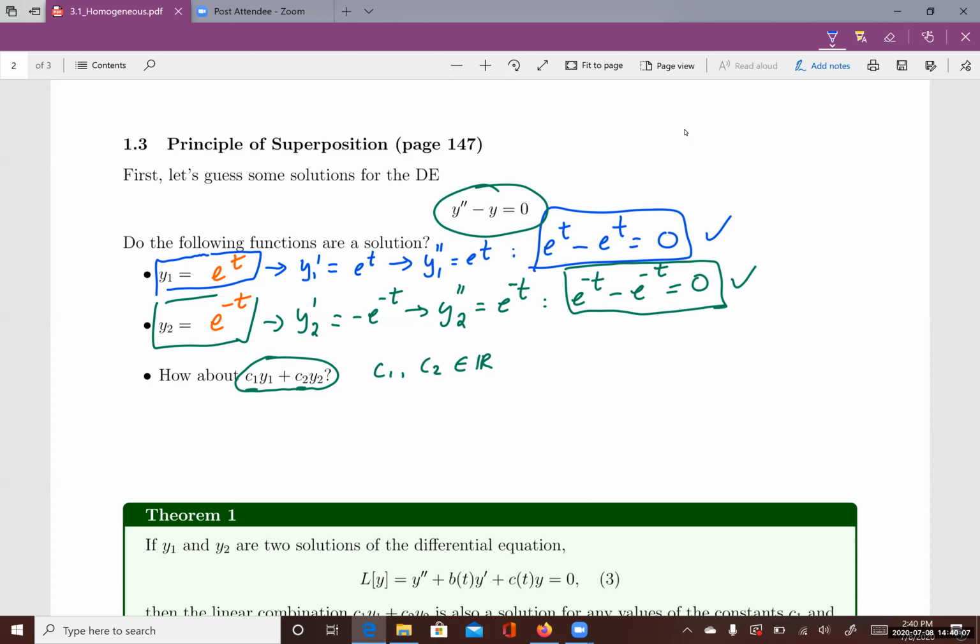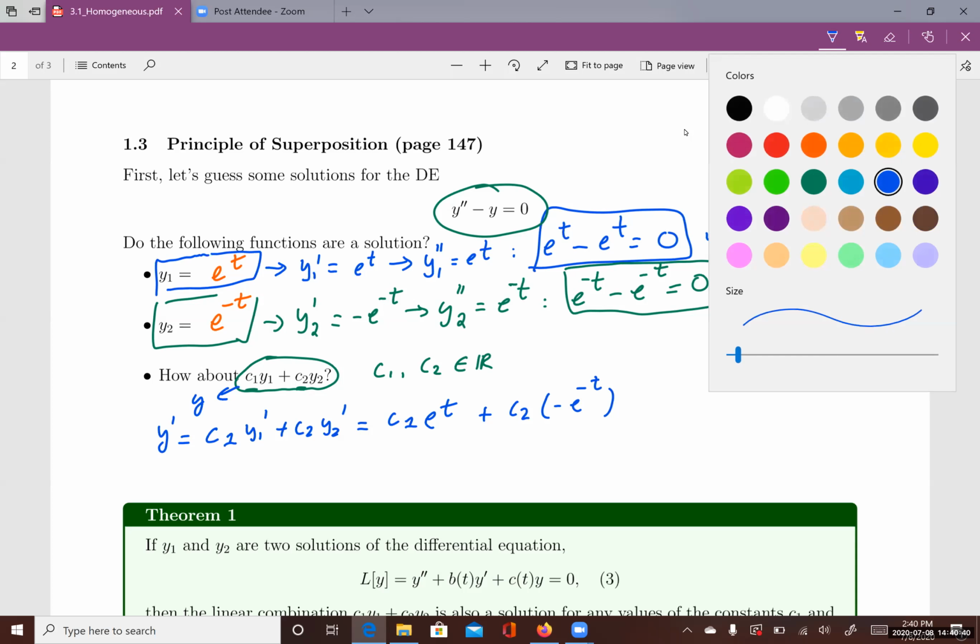So I call this y. And I want to find y prime. y prime equals c1 y1 prime plus c2 y2 prime. And y1 prime is e to the t, plus c2 times y2 prime, which is negative e to the negative t.